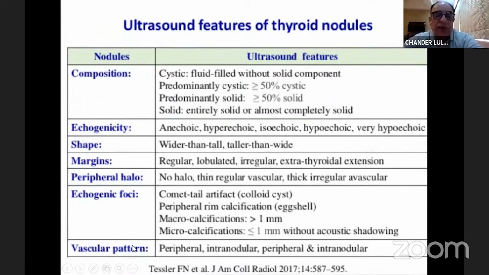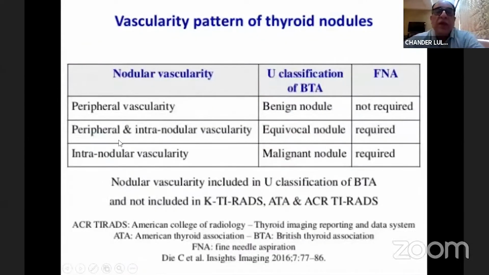And then we look at the vascular patterns, whether it's peripheral, mixed, or central. So these are the common basic things that we look for. Now, when you have peripheral vascularity, it's usually a benign nodule and you don't need to do a biopsy. If it's peripheral and intranodular both, then it's equivocal and you may need an FNA. But if it's predominantly intranodular, then definitely it is suspect and we need a biopsy.